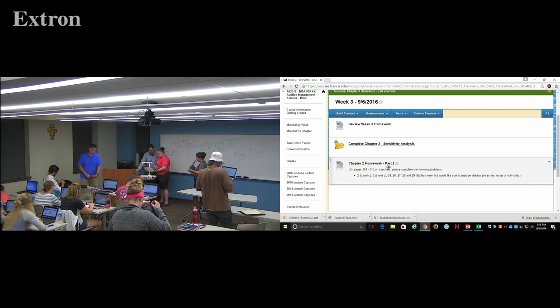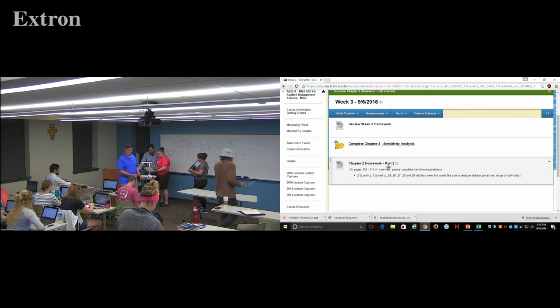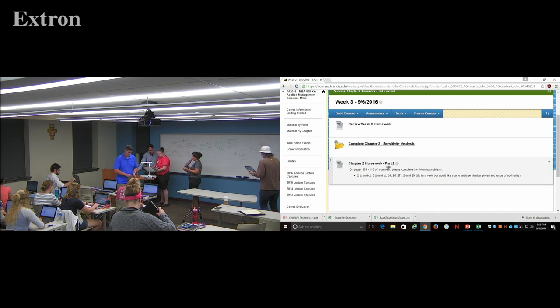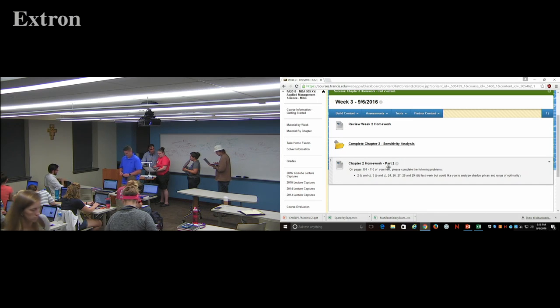Select that solving method. Change it to simplex LP. Okay. Click solve. Click sensitivity. There you go.